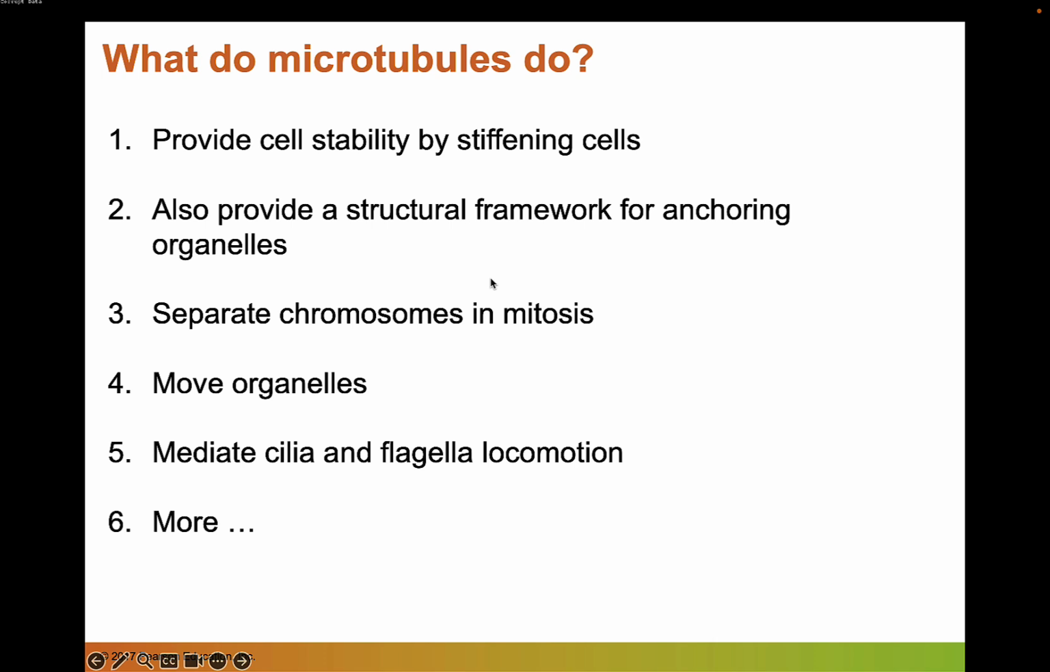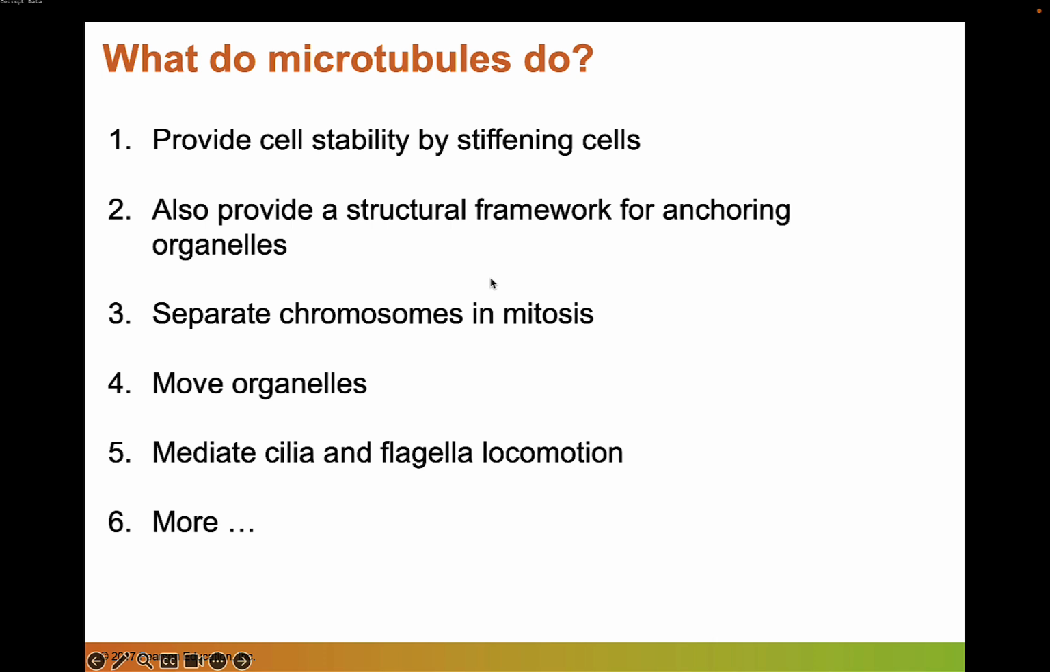Okay, microtubules do a lot in the cell. They provide stability by stiffening cells. They also provide a structural framework for anchoring organelles. So without microtubules, the ER and the Golgi will just turn into vesicles and kind of disappear.